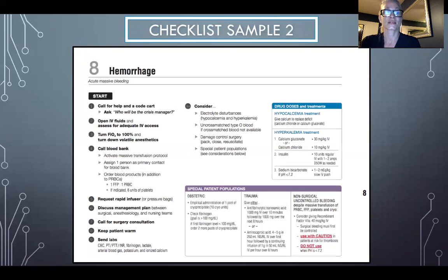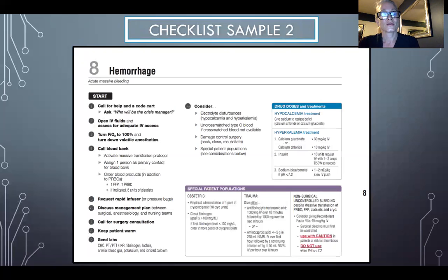So we're going to, of course, call for help in a code card, and then ask who will be the crisis manager. So right from the start, we're going to assess who is going to be the leader. We're going to open IV fluids. We're going to get that IV started. We're going to make sure our oxygen is at 100%, and we're going to turn down any volatile anesthetics. And then we're going to get the blood bank, of course.